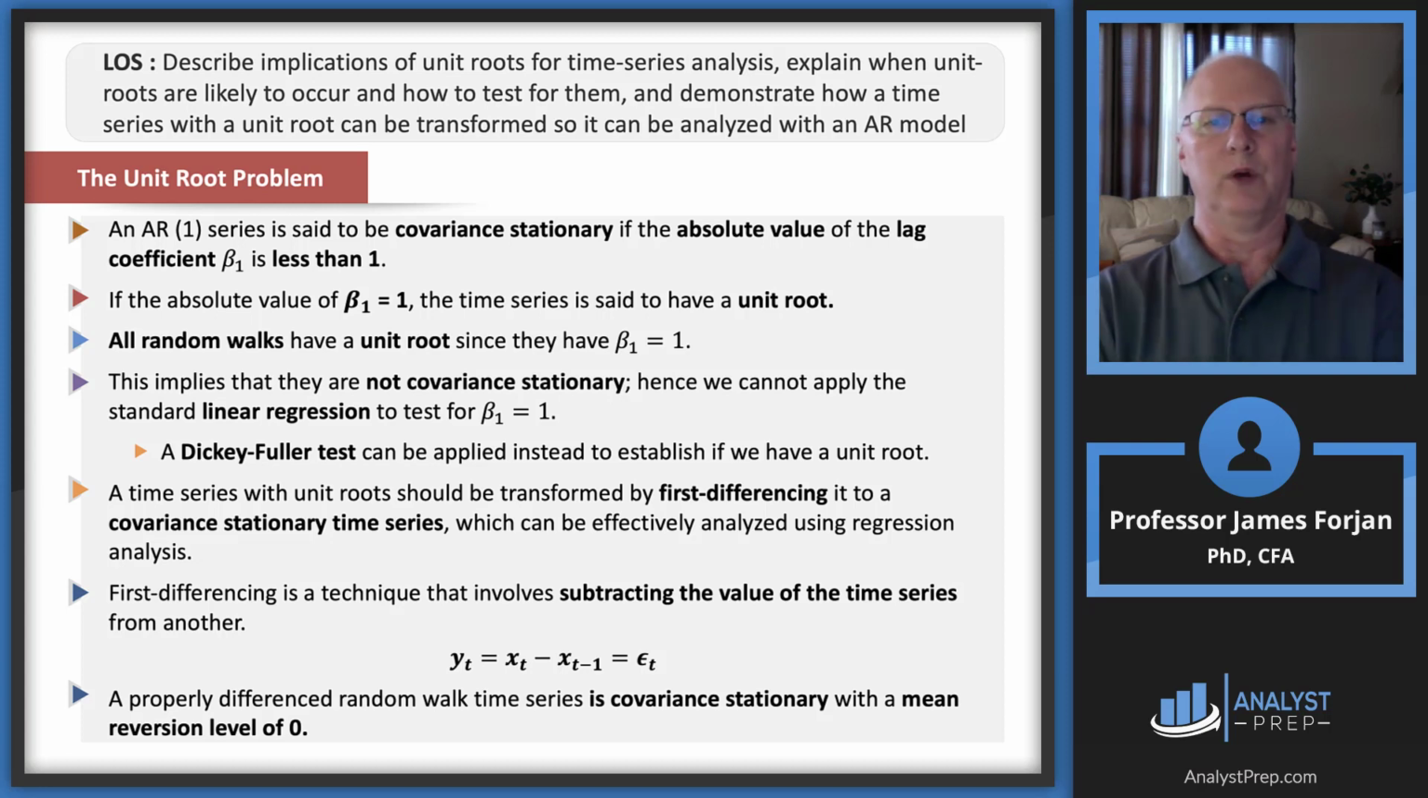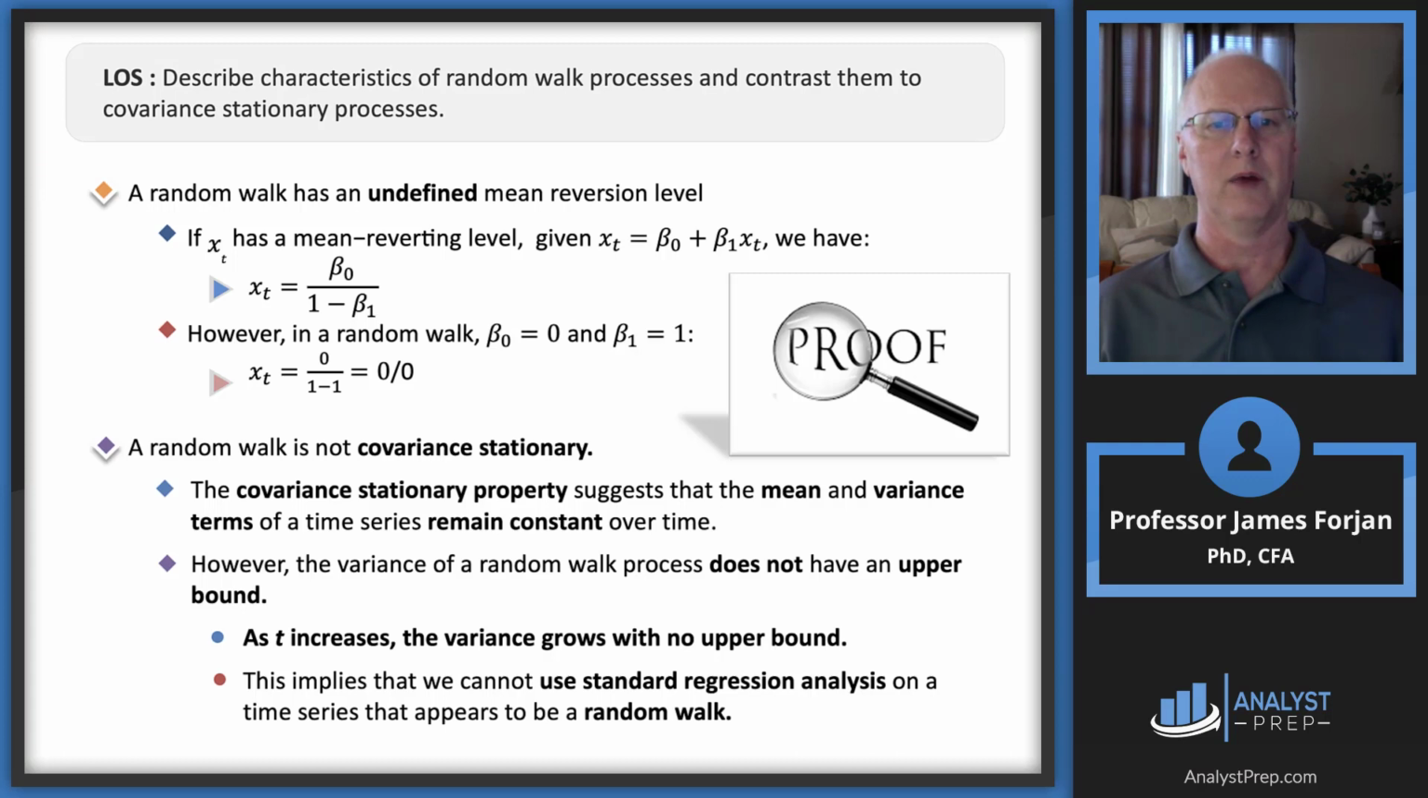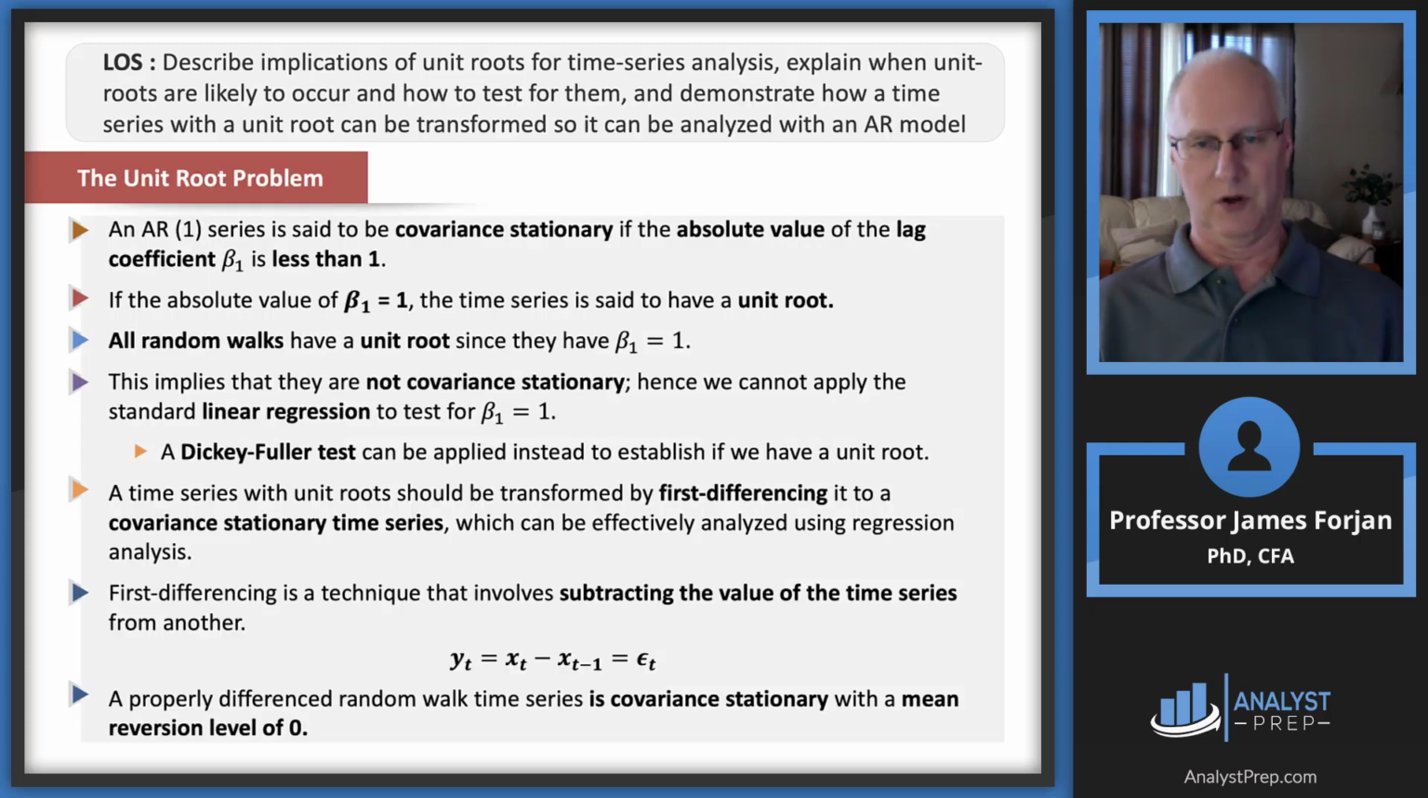And this has everything to do with this unit root problem. An AR1 series is said to be covariance stationary if the absolute value of the lag coefficient is less than 1. If the absolute value of beta 1 is equal to 1, hold on a second, let's go back here. What do we know? We know that in a random walk, beta 1 equals 1. So random walks have unit roots. Look at the third arrow point. All random walks have a unit root.